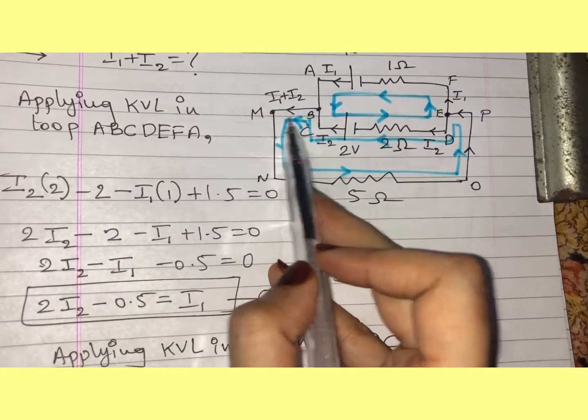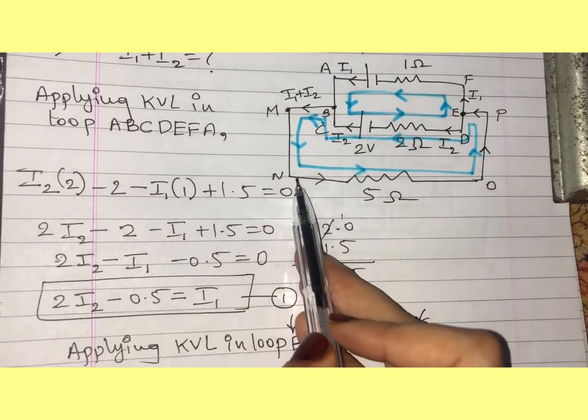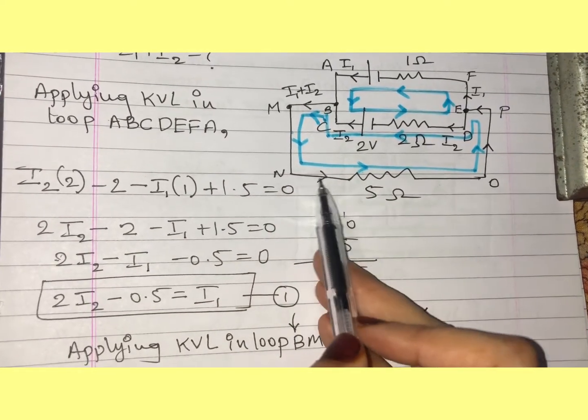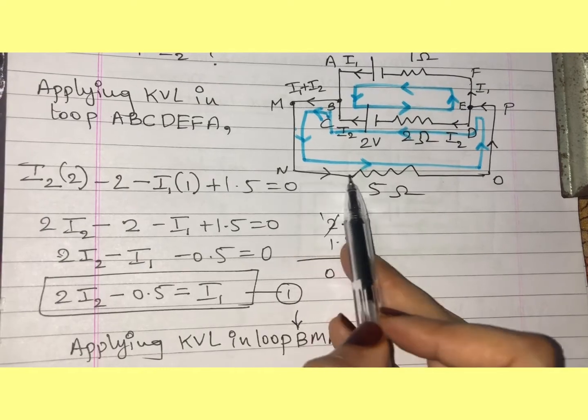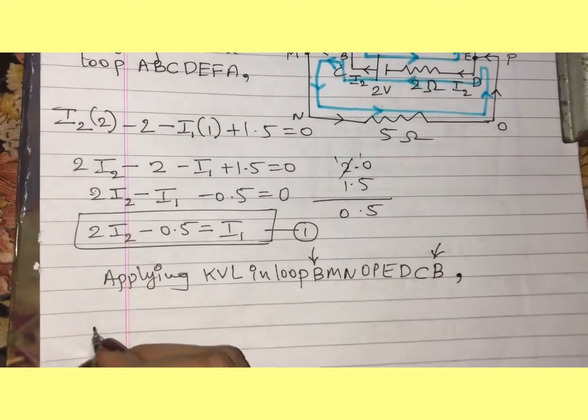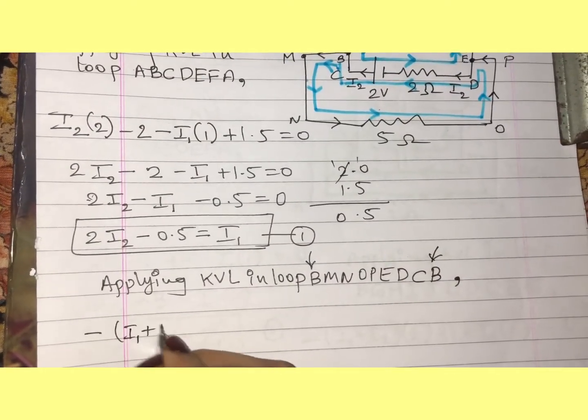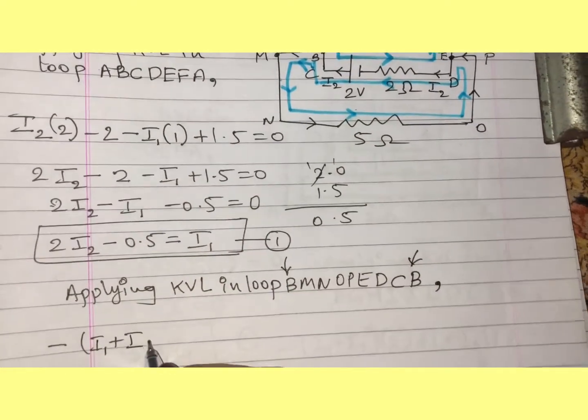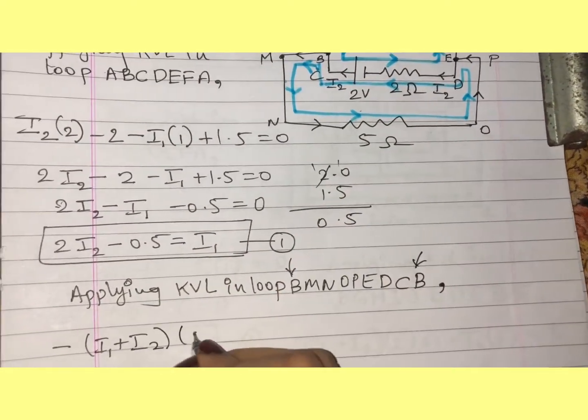Now, while going from B to M, no resistance; M to N, no resistance; but from N to O there is a resistance. The direction of the current and our direction of traversal are the same, so it will be negative. The current flowing through the resistance is I1 plus I2, and the resistance is 5.